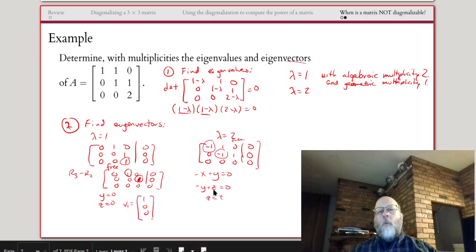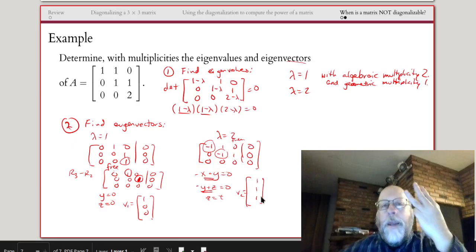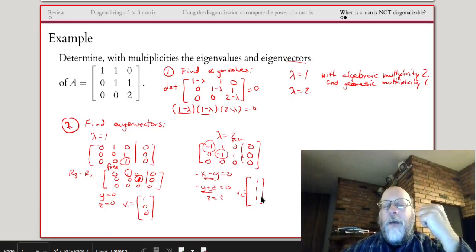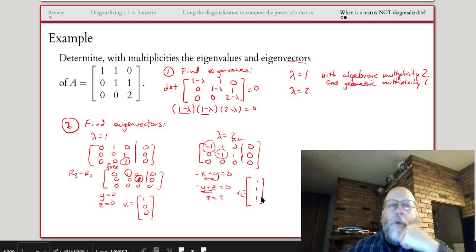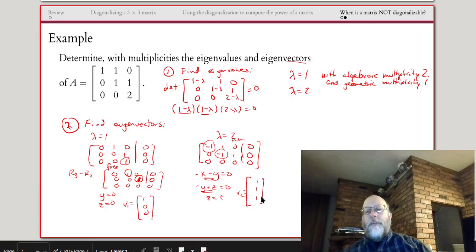Well, this tells me that y and z are the same, and this tells me that x and y are the same. So all three of these are the same, and so that's an eigenvector for lambda equals 2. So we have a 3 by 3 matrix, but we only have two linearly independent eigenvectors. That's not enough to form a basis for my alternate coordinate system, and therefore we cannot diagonalize this matrix.